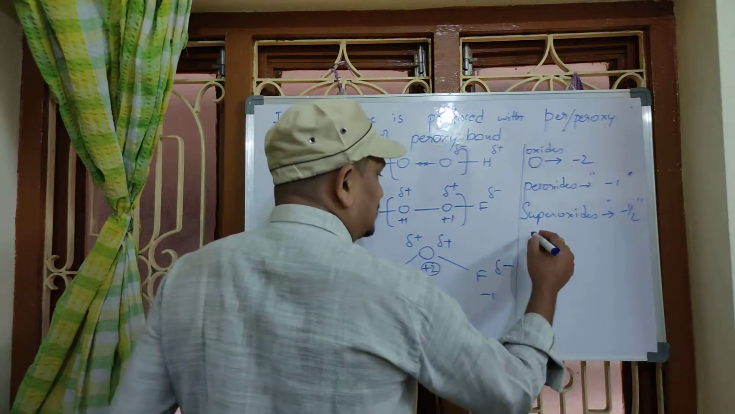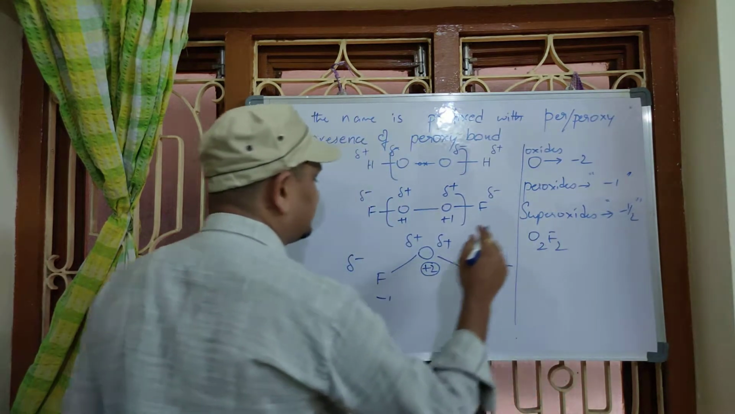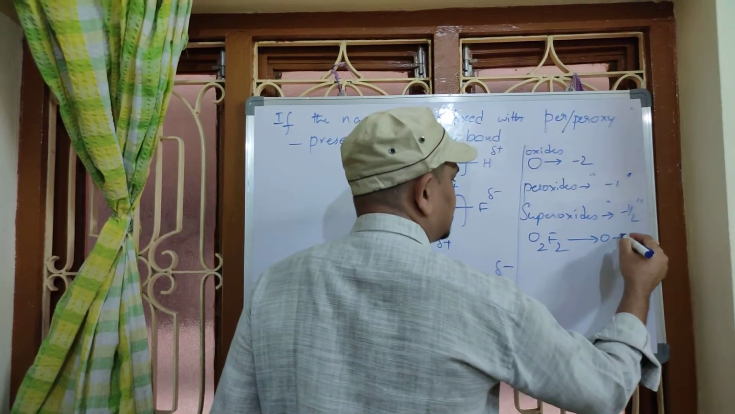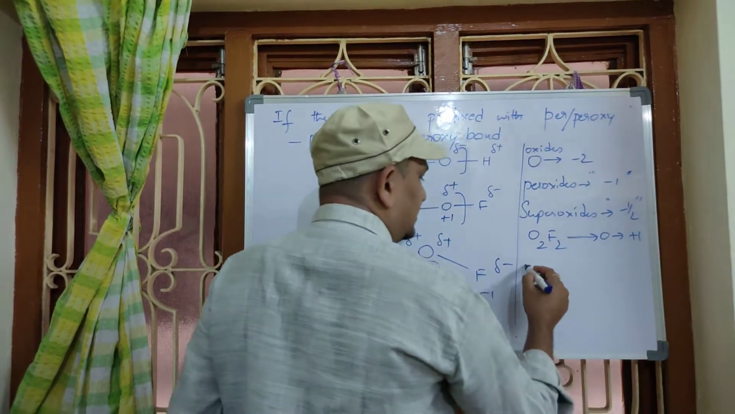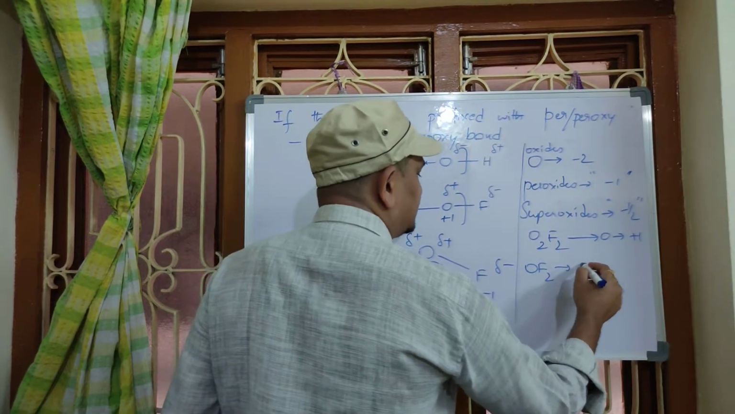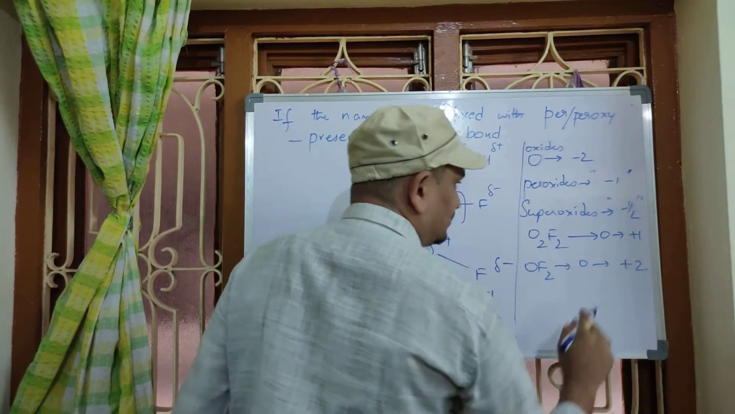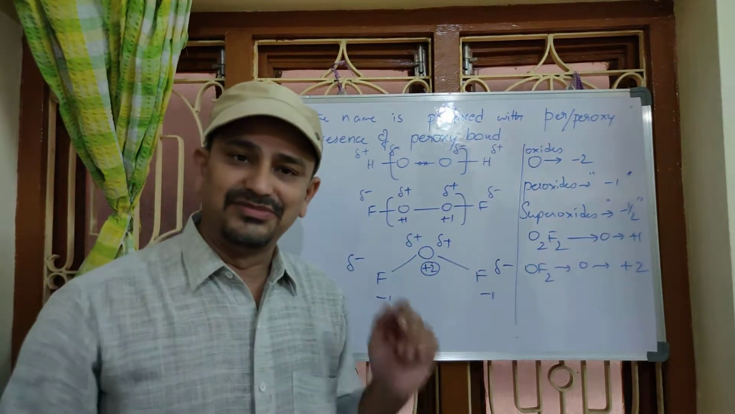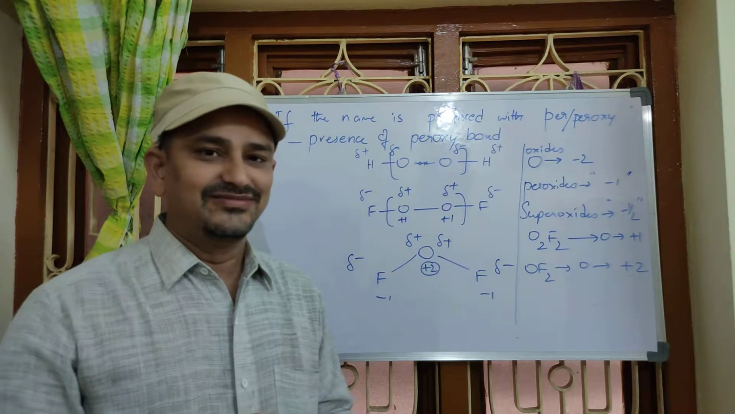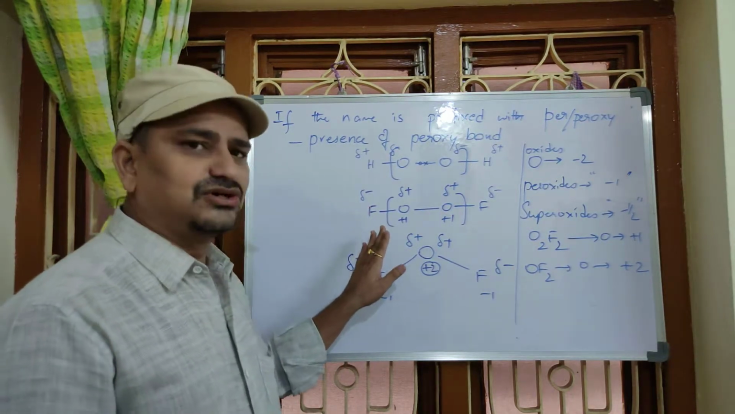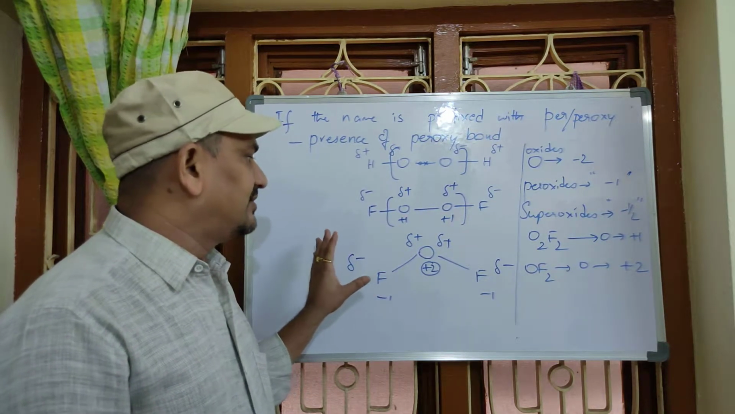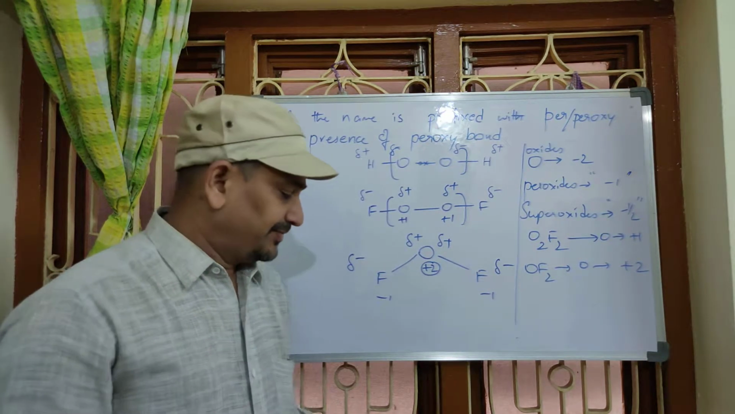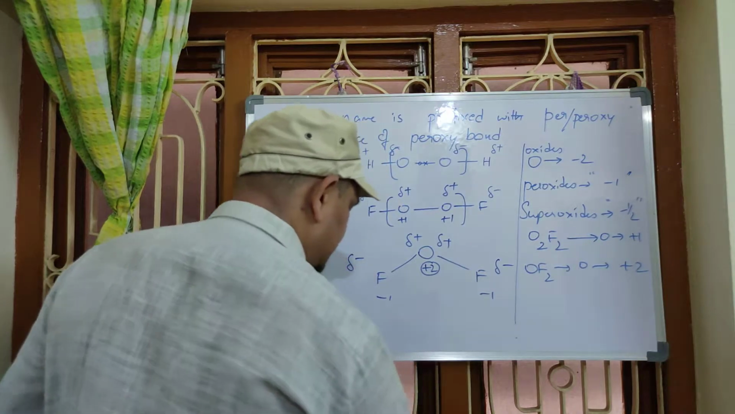And in case of O2F2, just now we discussed, each oxygen shows +1, and in case of OF2, each oxygen shows +2. These 5 points are regarding oxygen, which we have to remember. Have you followed? This is a special case, by remembering which we can easily answer the questions in competitive exams. Right? Now, a few more areas we have to learn.